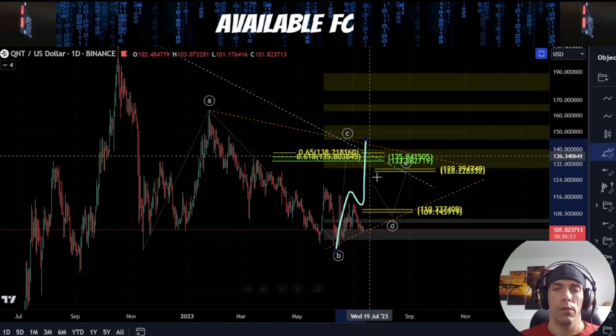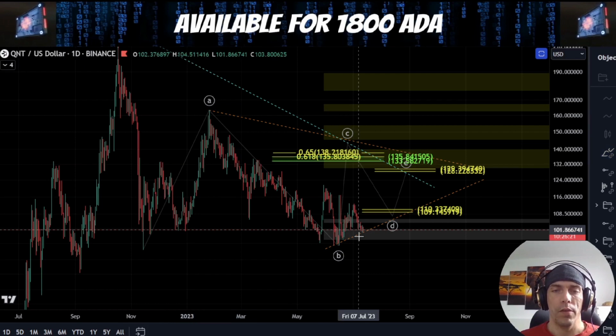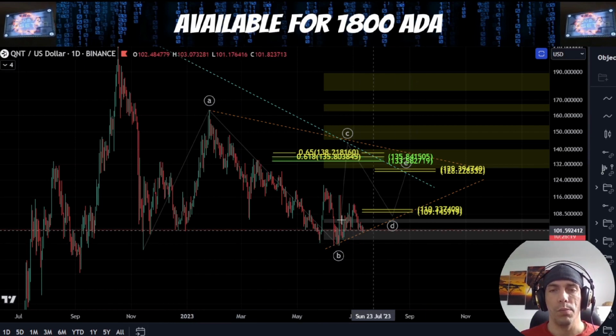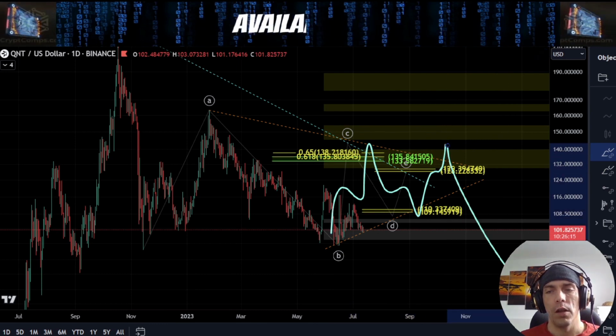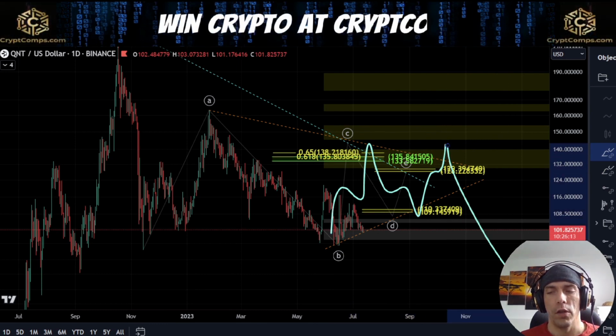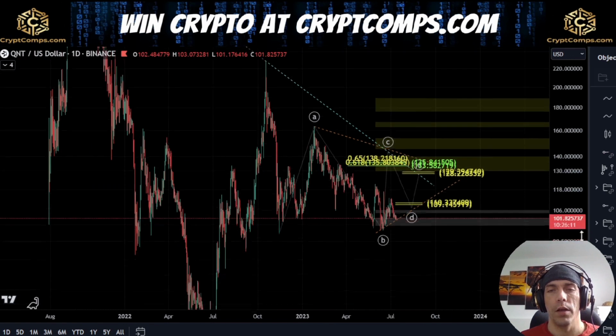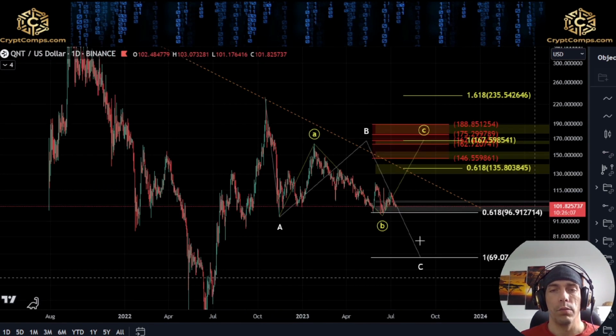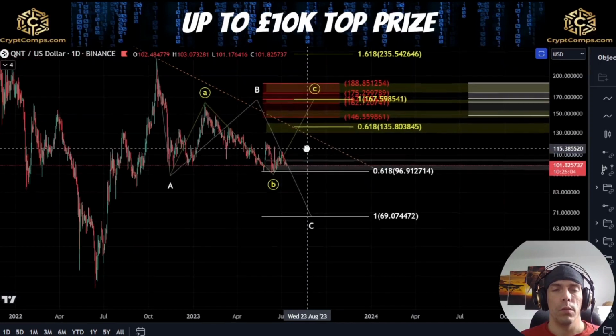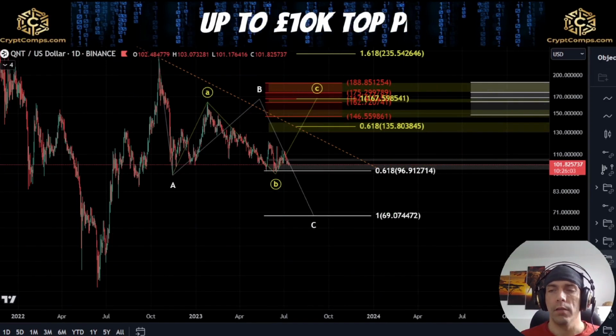If we start to see three waves up and we fail to break above this A wave, fail to break down below this B wave, potentially we could still be range bound within this zone here, and then look for that continuation to the downside at a later date. So I'm going to be keeping an eye on this idea of this triangle as well. It is still technically possible.